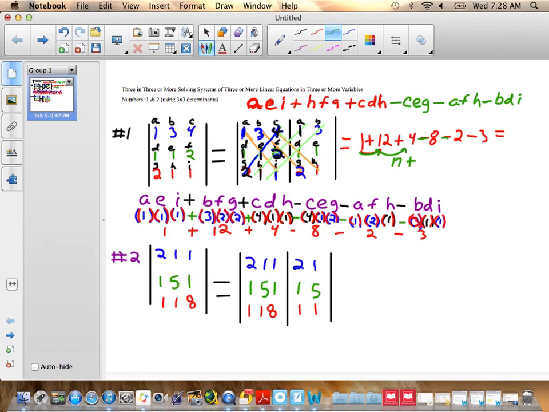I'm sorry, let me put a plus here. Negative 8 and negative 2 is negative 10, and negative 10 and negative 3 is negative 13. So I would have that, right? It's like saying 17 minus 13, which gives me 4. So my answer to this is 4.